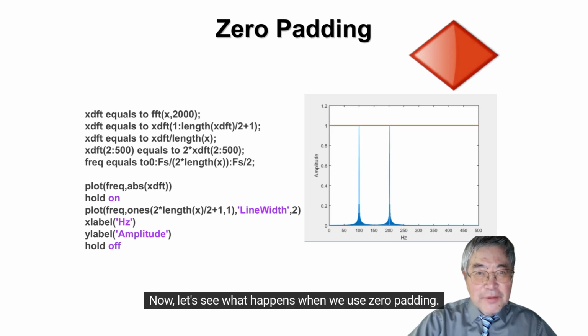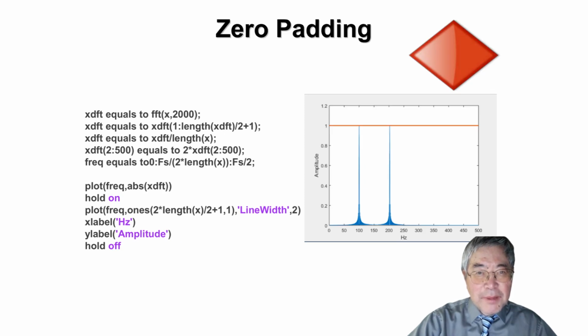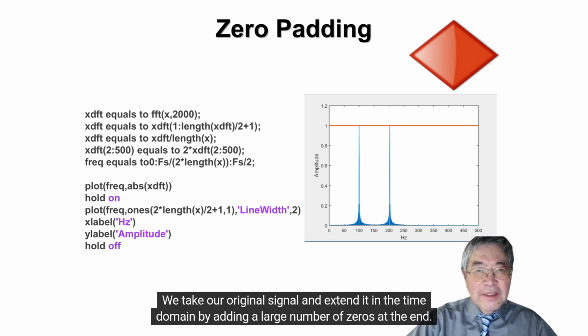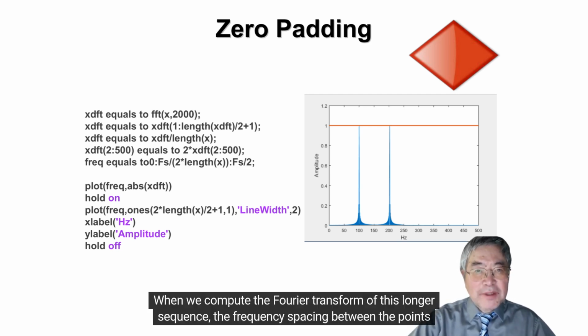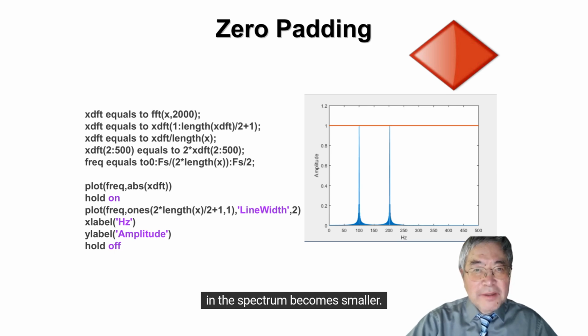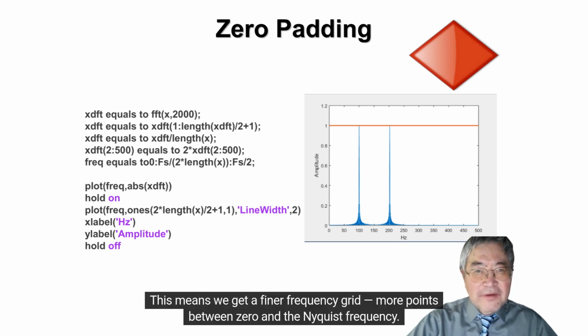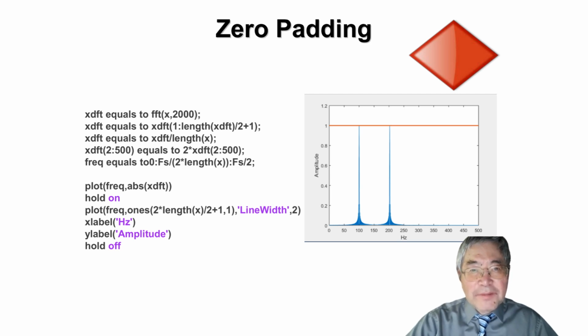Now let's see what happens when we use zero padding. We take our original signal and extend it in the time domain by adding a large number of zeros at the end. This does not change the actual information in the signal, but it does increase the total number of samples. When we compute the Fourier transform of this longer sequence, the frequency spacing between the points in the spectrum becomes smaller. This means we get a finer frequency grid, more points between 0 and the Nyquist frequency.